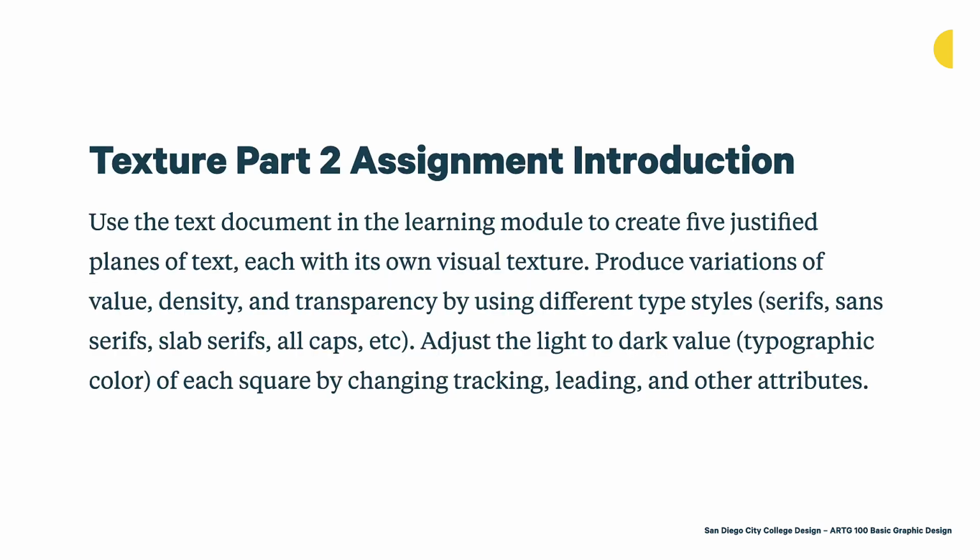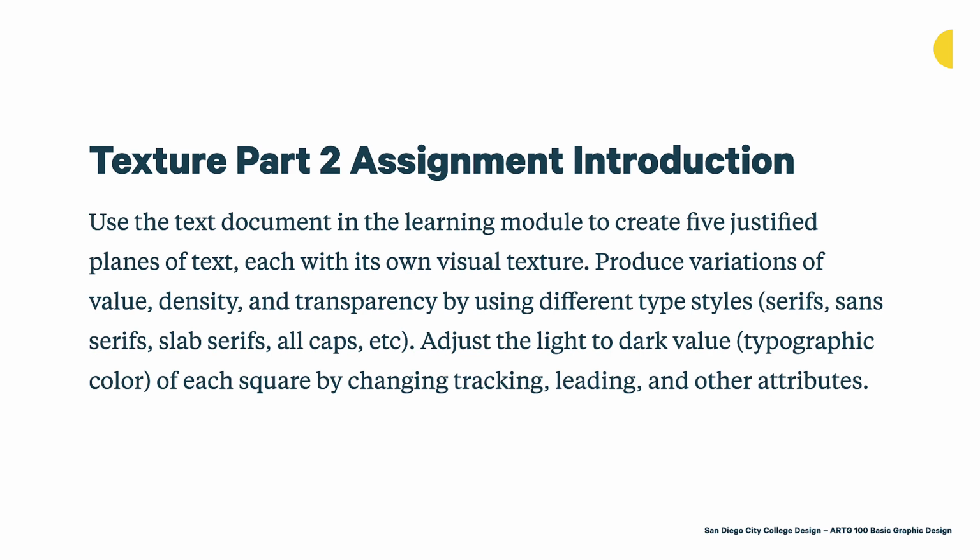You'll use the text document in the learning module to create 5 justified planes of text, each with its own visual texture. You're going to produce variations of value, density, and transparency by using different type styles. So you can use serifs, sans serifs, slab serifs, all caps, lowercase, anything you like. You're going to adjust the light to dark value or the typographic color or texture of each square by changing the tracking, leading, and other attributes.